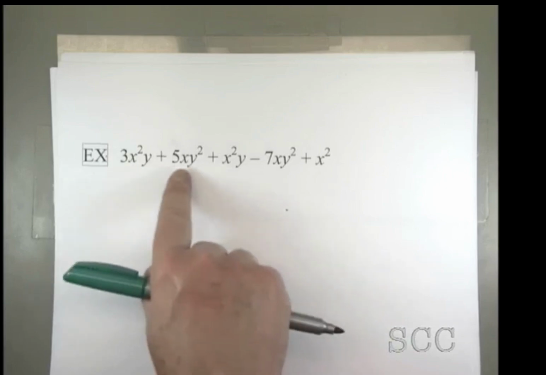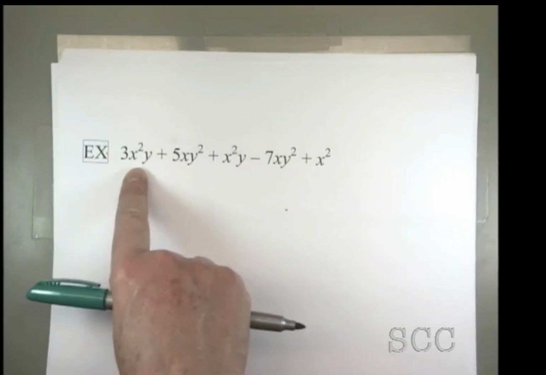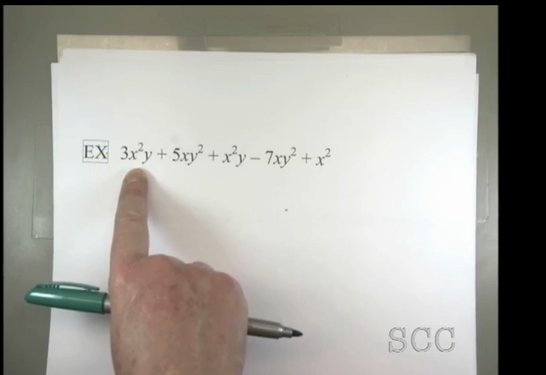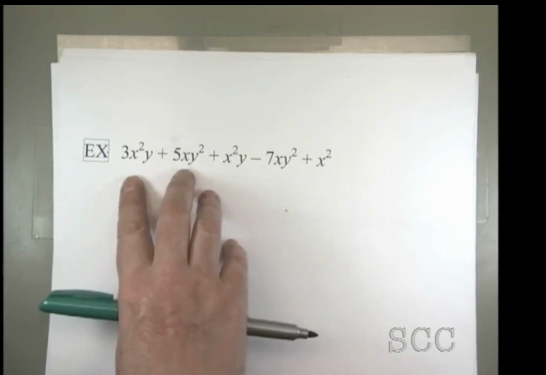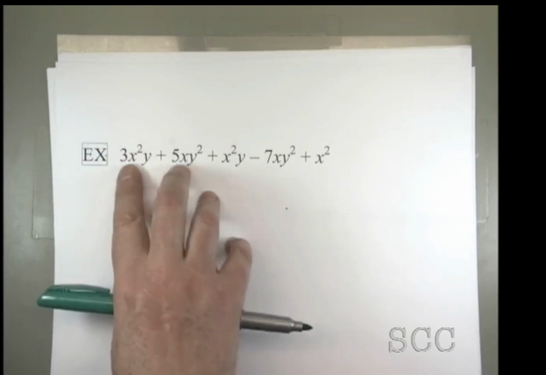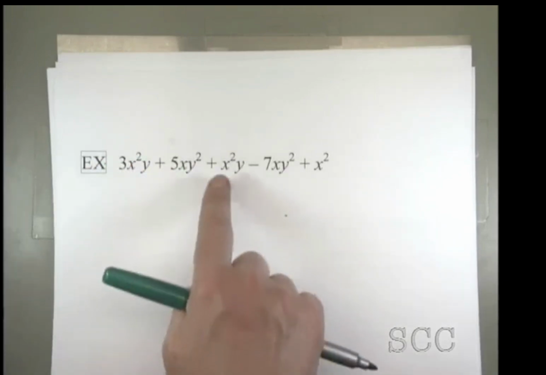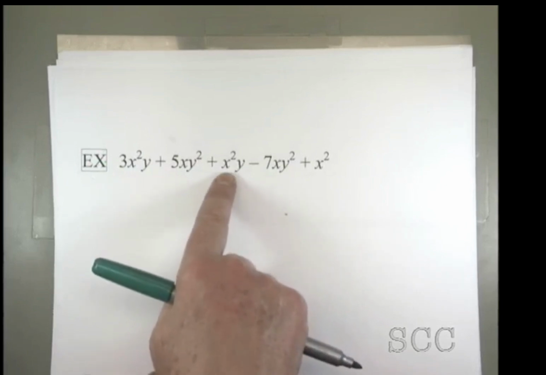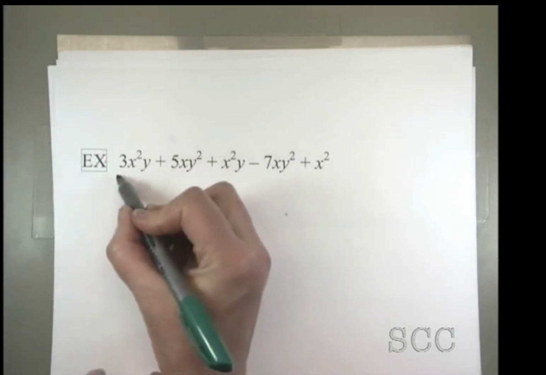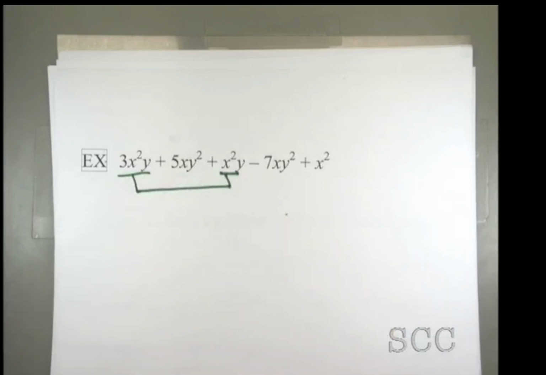Now let's see. These first 4 terms all have both x and y, but you have to have the same variables raised to the same powers. So for example, these first 2 terms are not like because this term has x squared, this term has x just to the invisible first power. But if you go one over further, there's an x squared y term, so I can combine that with the 3x squared y. And the way you combine terms is you combine their coefficients.